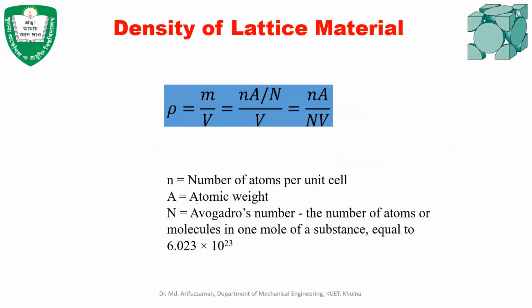Okay, let's move to the next. Next is the density of lattice material. If you want to find the atomic density of the material, you can use the mass of the atoms and then the volume. Using the Avogadro number, you can calculate: atomic weight divided by Avogadro number gives the total weight of the atom, and then the volume of the atom. By doing this, you can find the density of the lattice material.